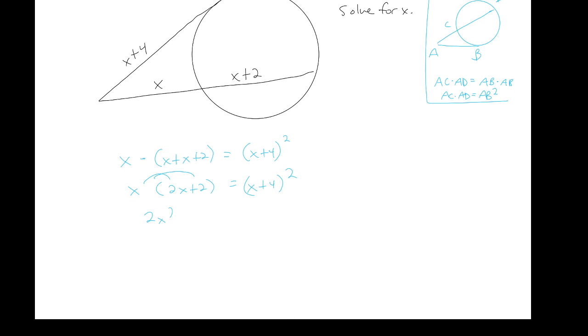This is going to be 2x squared plus 2x. The binomial squared, when we FOIL, x squared plus 8x plus 16. And then we start to solve, right? So I'm going to move all of this stuff over here. So I have a quadratic that I'm going to wind up solving.